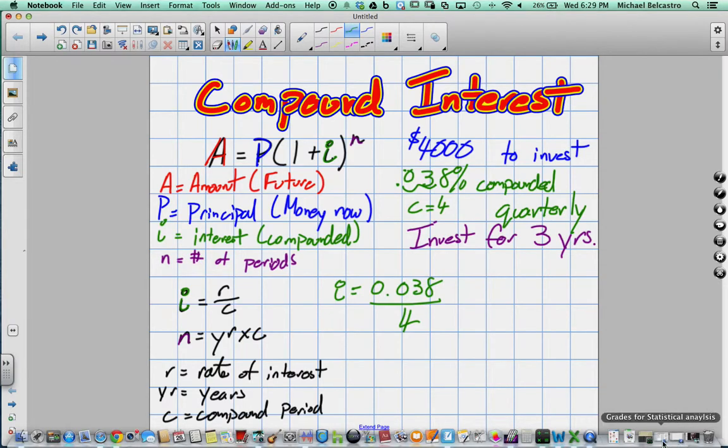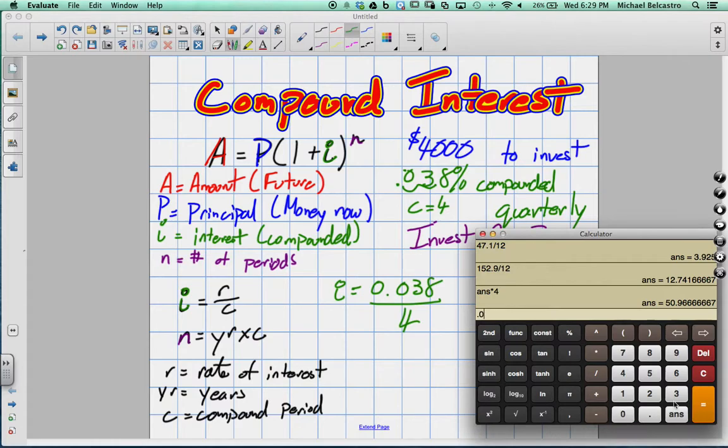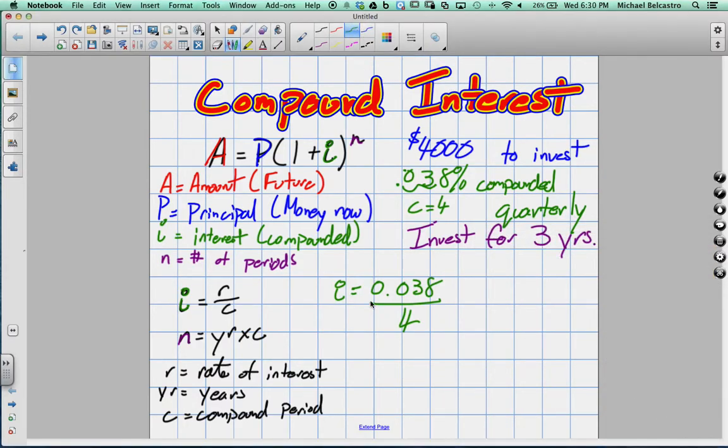So let's see if we can bring out our calculator here. Okay, 0.038 divided by 4 equals 0.0095. Great. So our I in this question is 0.0095. Okay, that's our interest rate compounded quarterly.